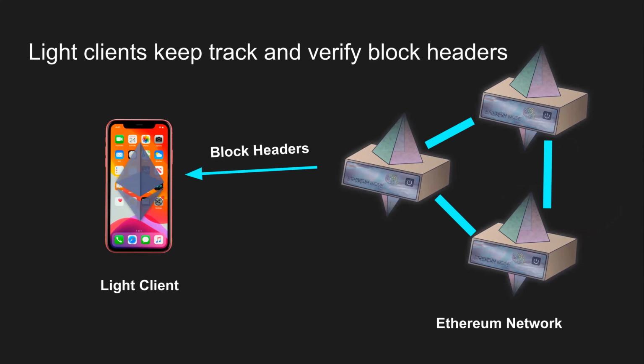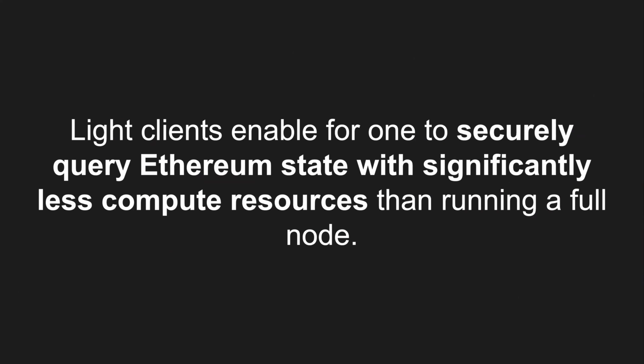So concretely, what a light client has to do is it has to keep track of and verify these block headers. So as the Ethereum network is producing blocks, these block headers will be broadcasted to the light clients, and these light clients will have to verify the consensus mechanism of the blockchain. In the case of Ethereum, it's just a proof of work equation, which can also be easily verified. Now, I want to note that Ethereum full nodes have to store the entire Ethereum state, which is on the order of hundreds of gigabytes to terabytes, while these light clients only have to store the block headers, which is significantly less information. Thus, to recap, light clients essentially enable one to securely query Ethereum state while requiring significantly less compute resources than running a full node.